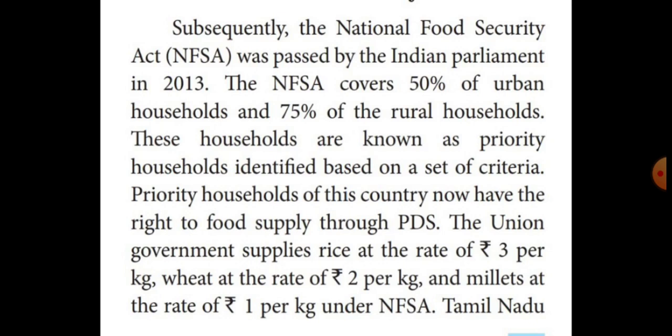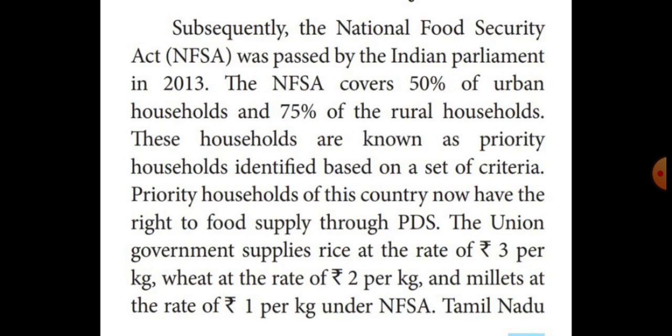These householders are known as priority householders. Priority means more important than somebody, that means selected people. That means the poor people get the food supply through PDS.